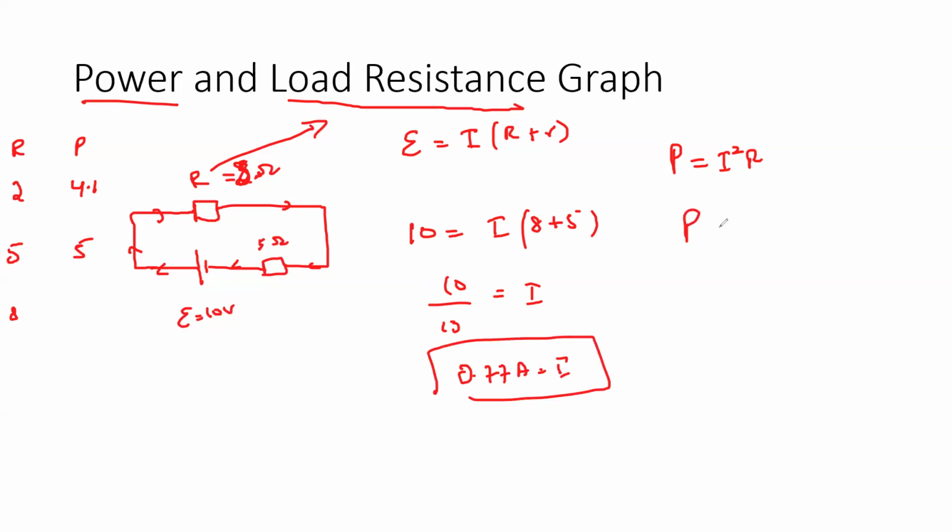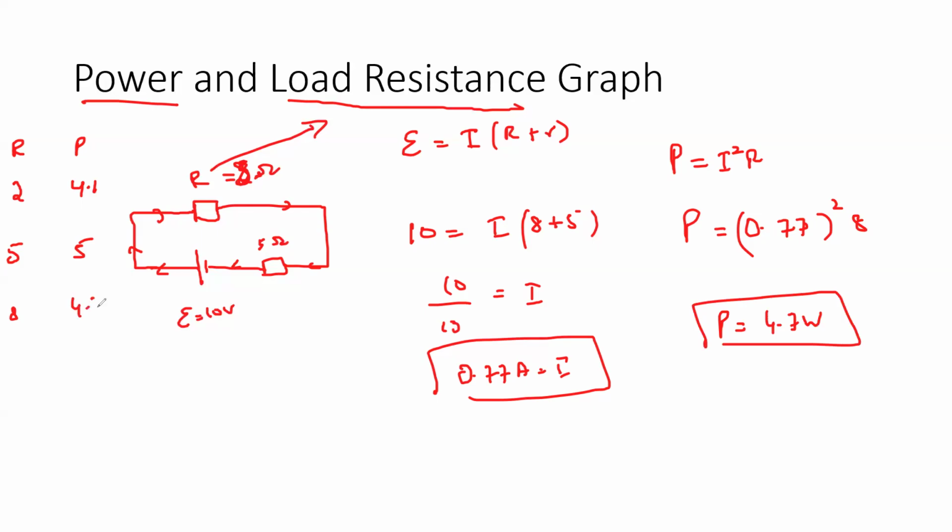And now we're finding the power. This power is external power, so that's why we are not taking the total resistance. We are only taking the external resistance. So 0.77 square multiplied by 8. What's the answer? We got about 4.7 watts.